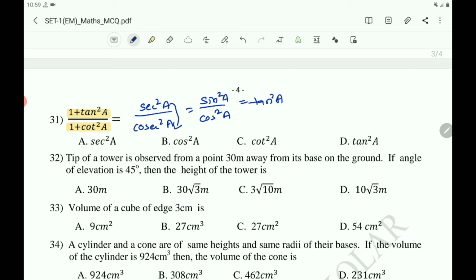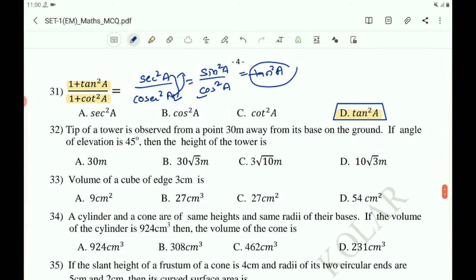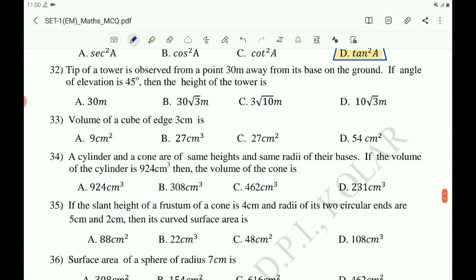Then you will get tan square A. If you take this down, it becomes cosec, and if you take this up, that becomes sin square, because the reciprocal of sin is cosec, and the reciprocal of cos is secant. So sin by cos, you know, that is tan. So what is the answer here? The answer is option D, tan square A. You must know the identity, then only you can find the answer easily. So 1 plus tan square A is secant square A, and 1 plus cot square A is cosec square A.